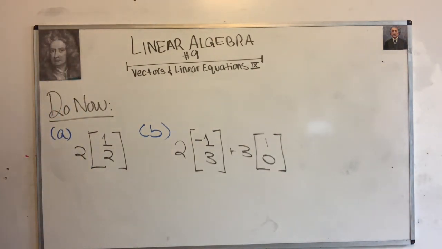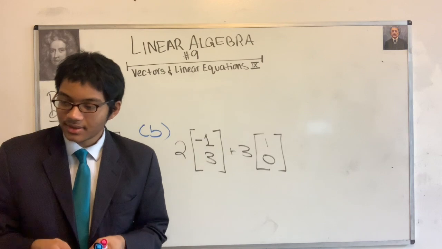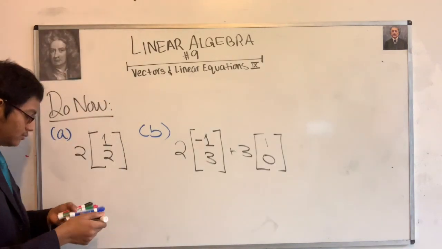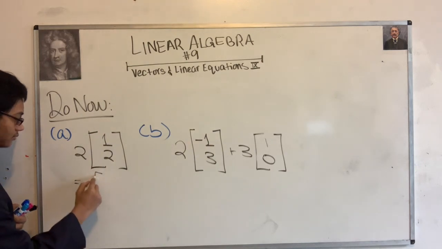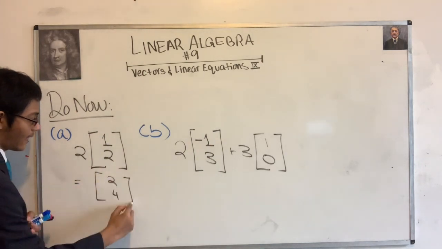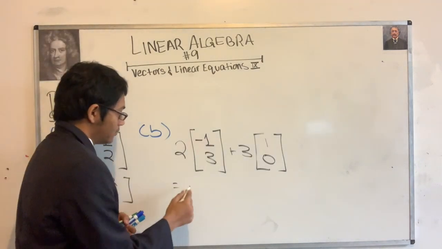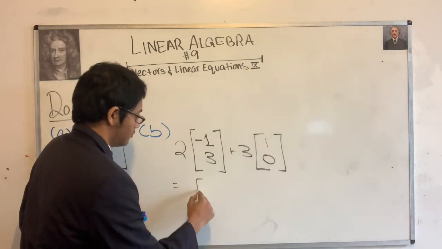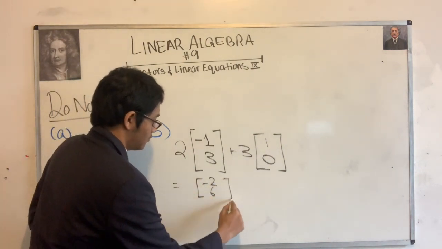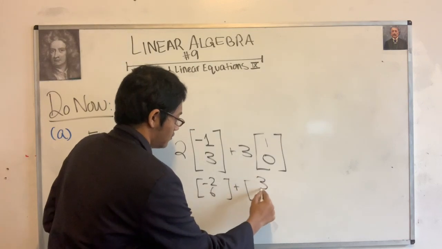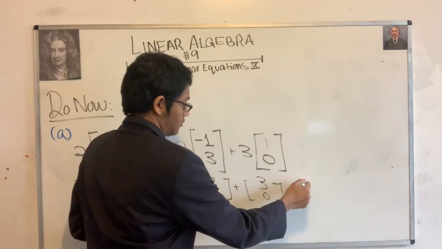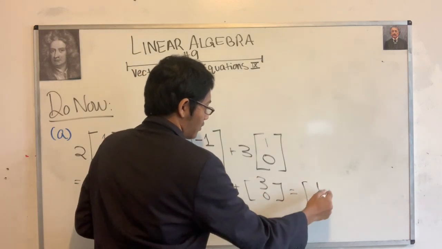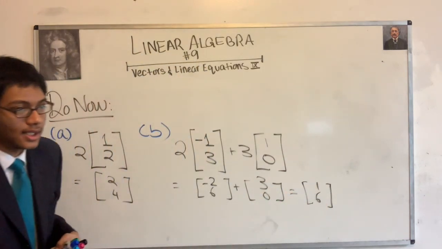Oh, seems like one of our students already has some answers. So I can figure this out on the go. So A is 2, 4. B is negative 2, 6 plus 3, 0. So that's gonna be just regular addition. So 1 and 6. So let's see how he got that.